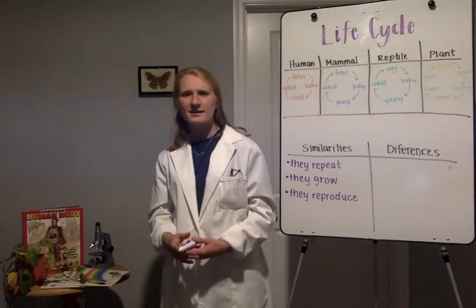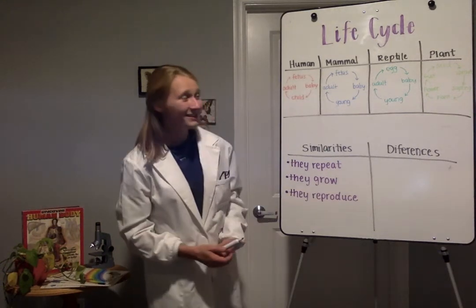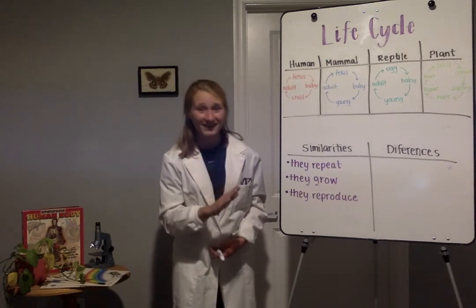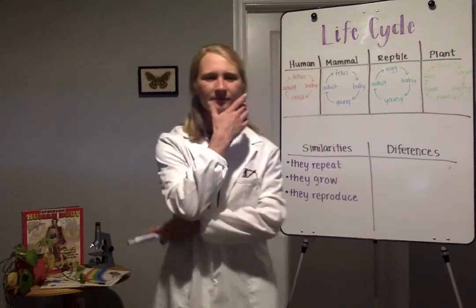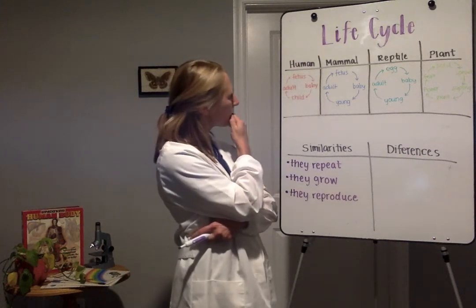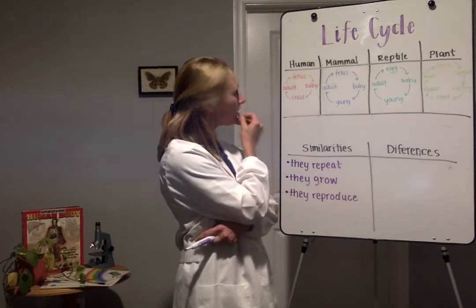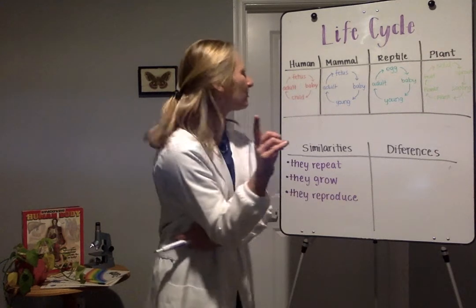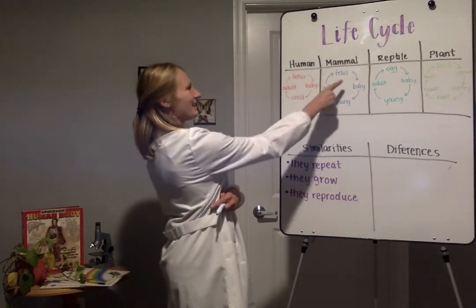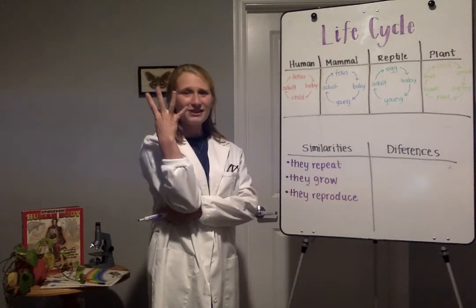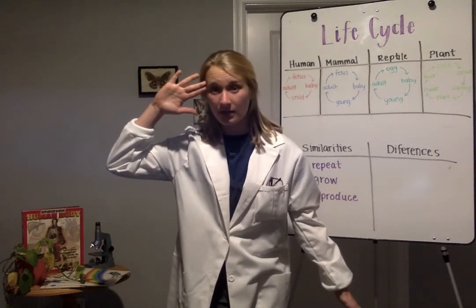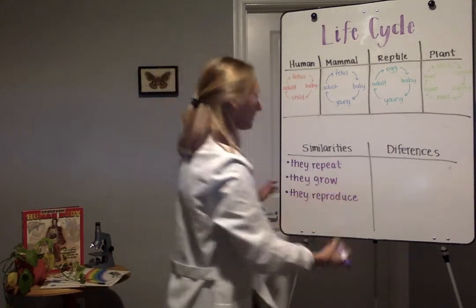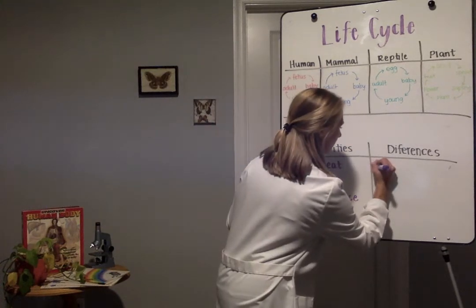But what about differences? Are these life cycles exactly the same? Or do you notice anything different about them? What do you see? I see something. So, all of these have 4 stages, but then we get to plants, and oh my goodness, there are so many stages in a plant's life. So, they have different numbers of stages.